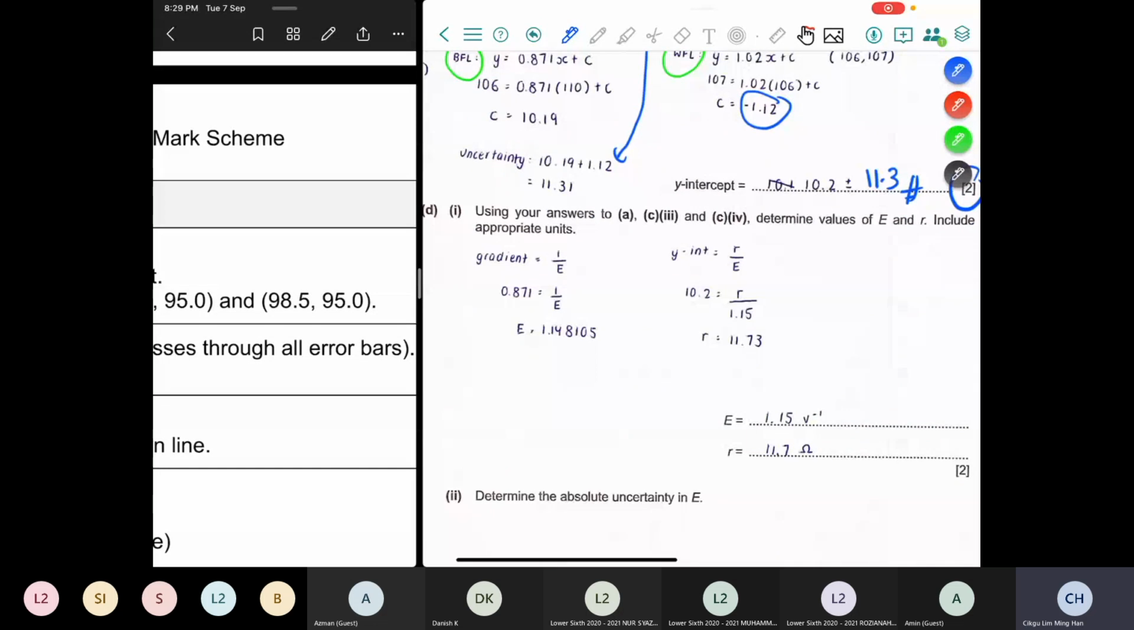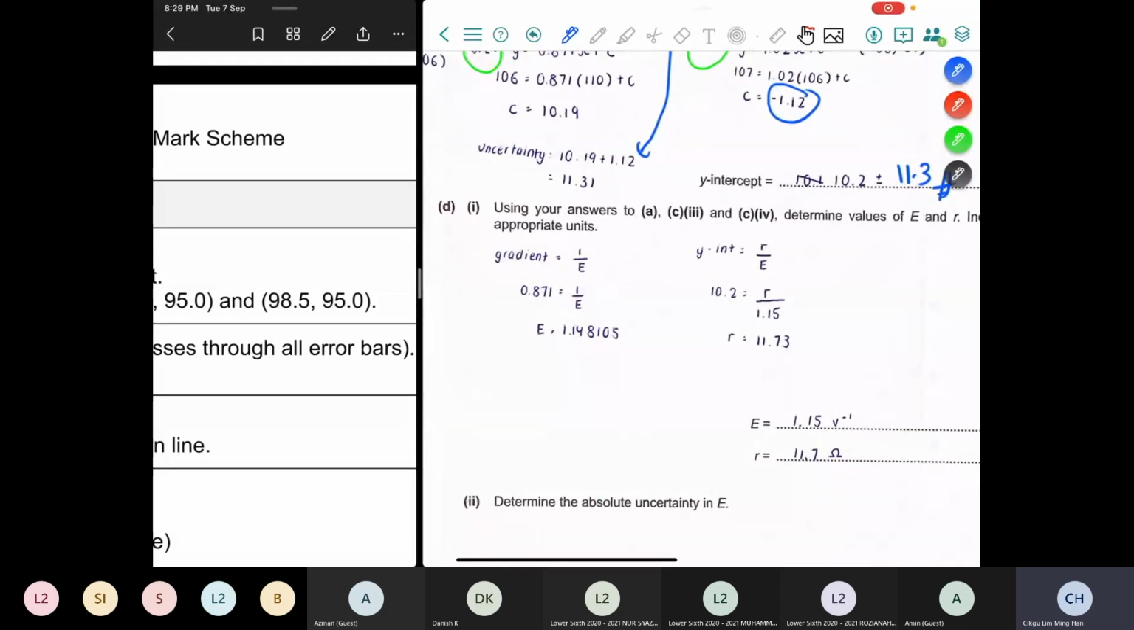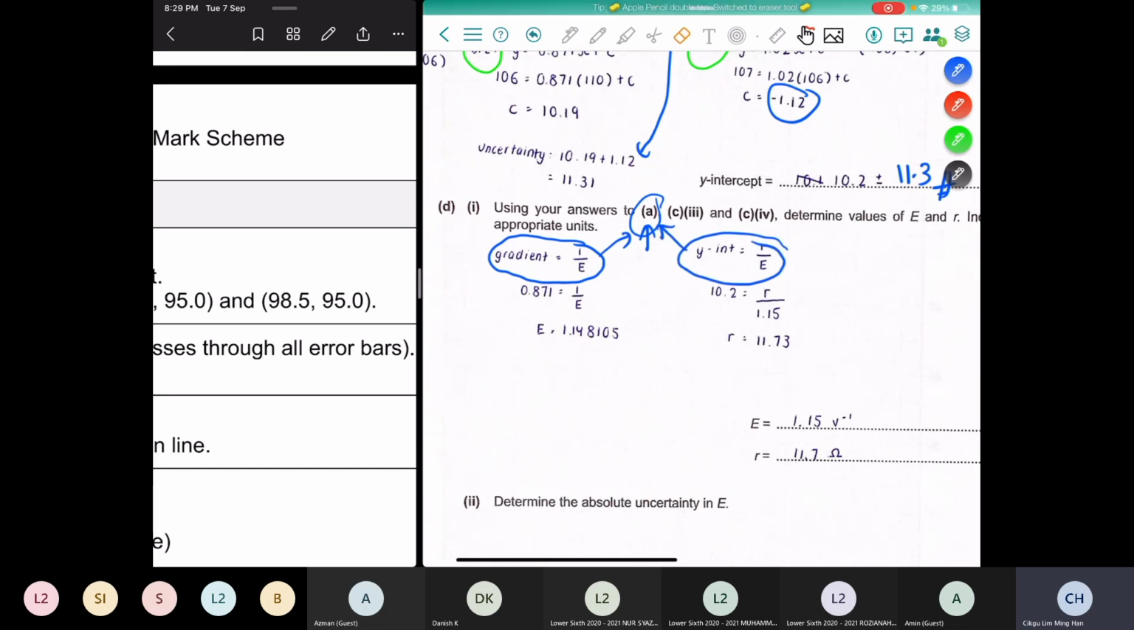And then we go through the next one, part D. So part D, you need to use the answer from A. A is the expression, the one you get here. This is from A. This one is from A. This is from your A. And then your part C is where you get your gradient. Okay, and then your part C4 is where you get the y-intercept. This is all the information you need.